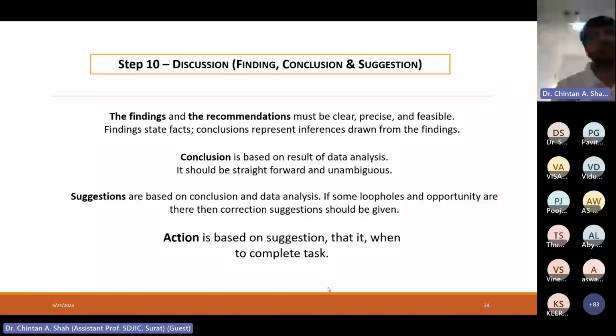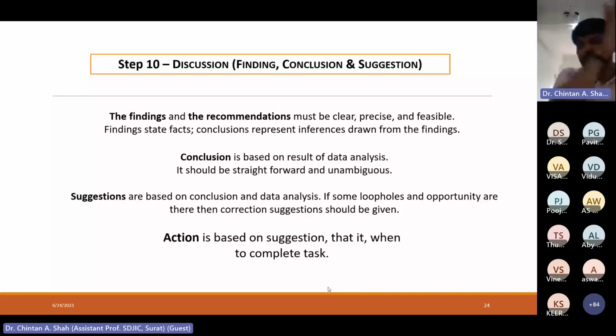Suggestions are not mandatory. It is by choice, but recommendation is by compulsion. If you give a suggestion, it is not compulsory for a company or any society to implement. But whenever you give a recommendation to any society, institute, customer or group of people, they have to think and implement such a recommendation provided by the researcher.